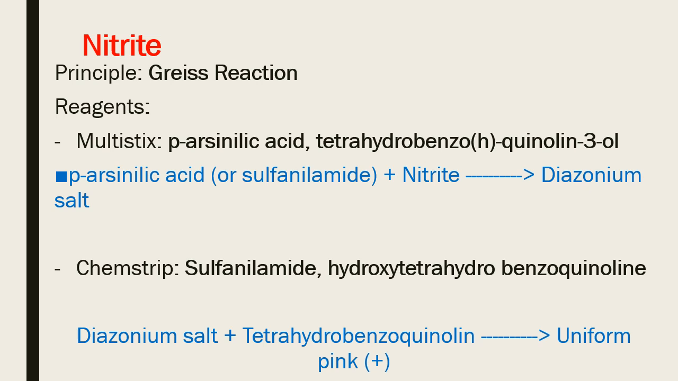And then your nitrite. It utilizes the Griess reaction, using para-arsanilic acid and tetrahydrobenzoquinoline. For your chem strip, you have sulfanilamide plus hydroxy tetrahydrobenzoquinoline. The positive result for this one is a pink color.